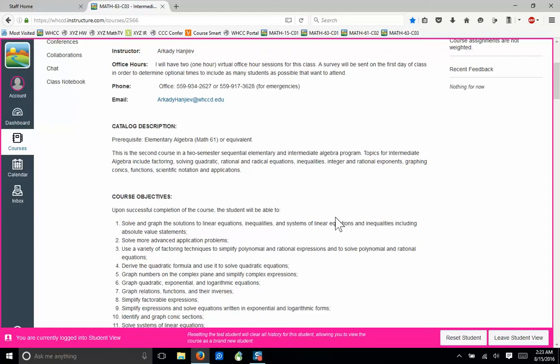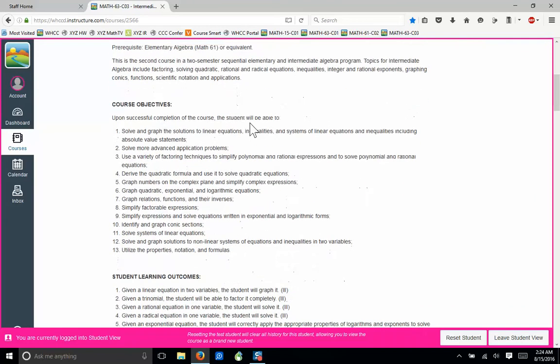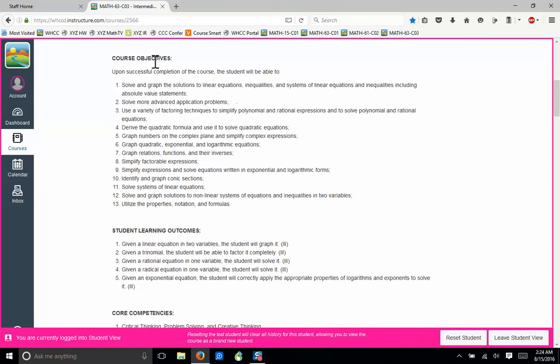to contact me. All right, so for the course description, basically you should have gone through Math 61 or Algebra 1 and you have been placed correctly into this class. The course objectives, I'm not going to cover those in detail because you're going to learn this all throughout the course.